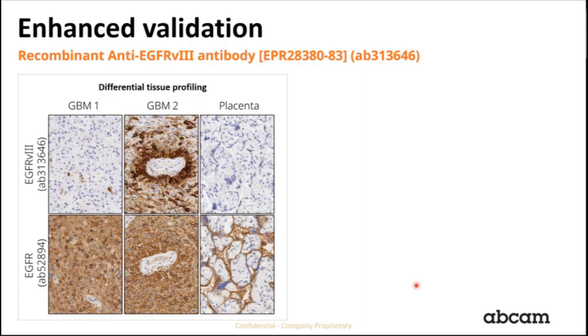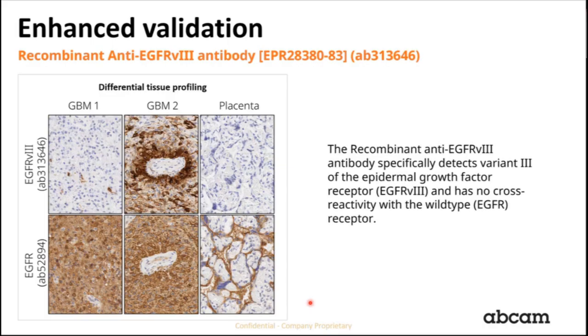And we also included placenta tissue, which was used as a negative control. So you can see that there's no EGFRvIII variant present, whereas EGFR can be seen. So this really helps to show that this antibody is specific for the variant 3 of epidermal growth factor receptor, and that there's actually no cross-reactivity with the wild-type EGFR.